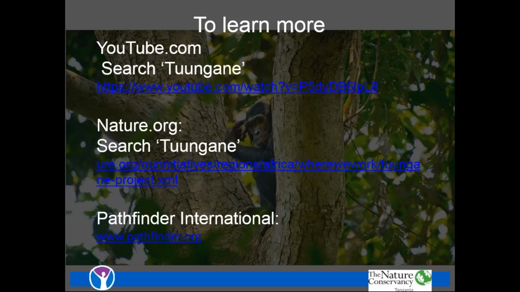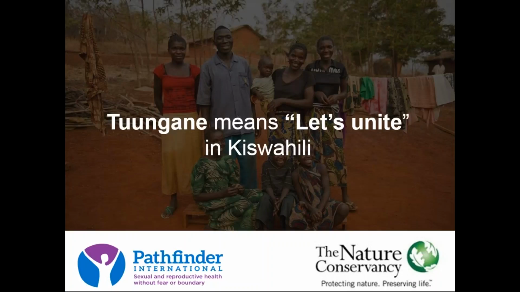And finally, let me close with explaining that Tuungane is Swahili for let's unite. And that's exactly what this project does. It unites people in nature, it unites Pathfinder and TNC, and it unites the population and health with the environment.